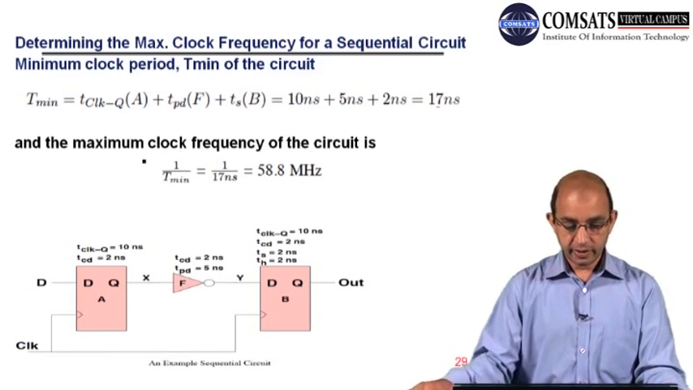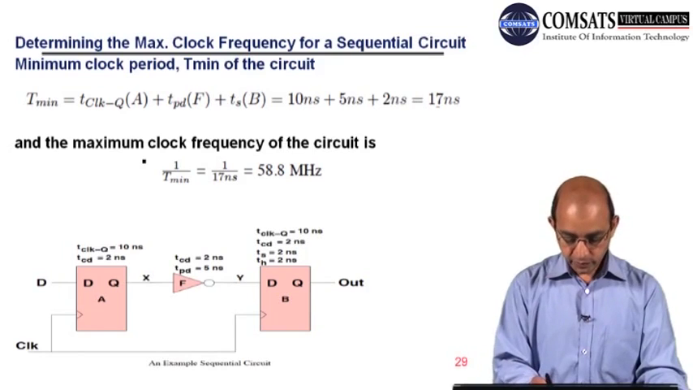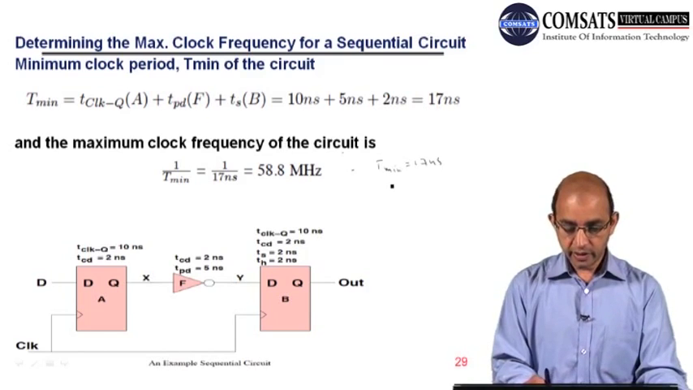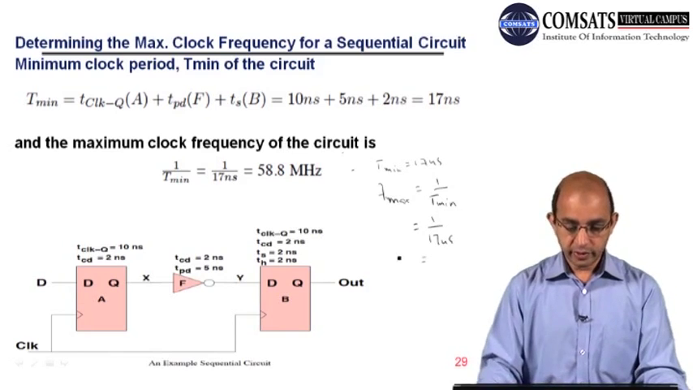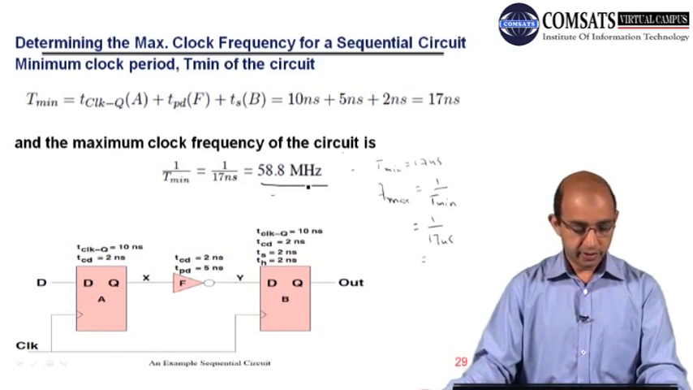So this is the T minimum. T minimum is equal to 17 nanoseconds, and we have the relationship of F max equal to 1 over T min. So 1 over 17 nanoseconds is equal to this figure, 58.8.